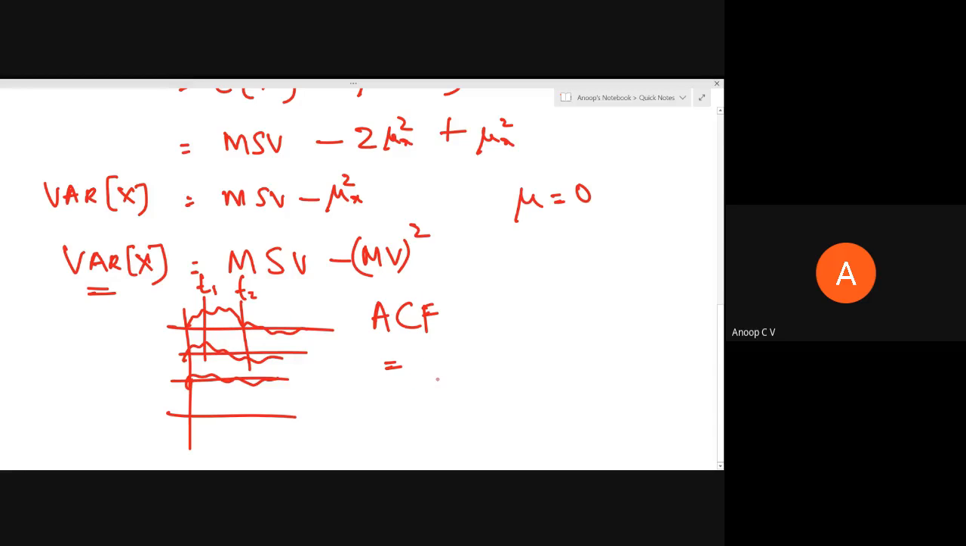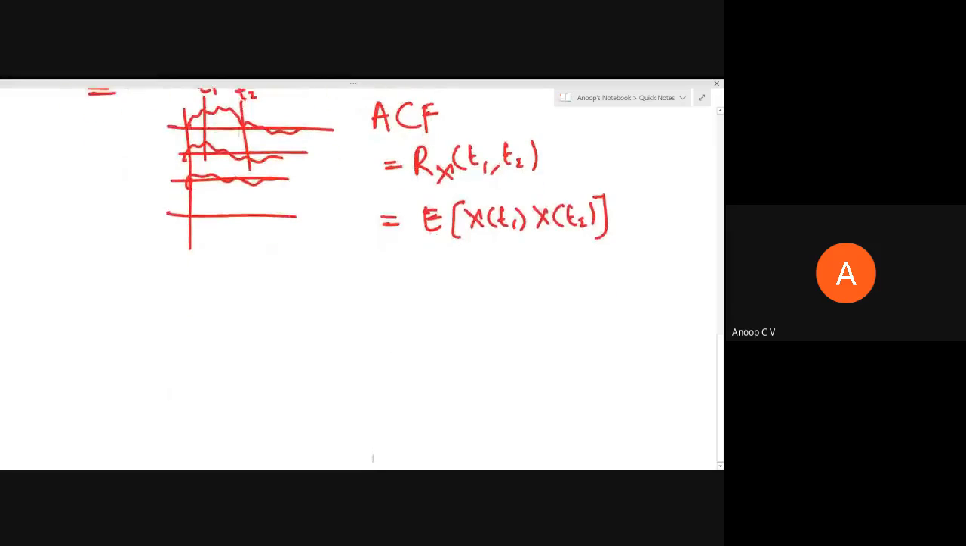So normally we'll represent it as Rx of t1 comma t2. So Rx of t1 comma t2 is nothing but the expectation of x of t1 into x of t2. You know what expectation is, that is an integral. So this is the expectation of x of t1 into x of t2. So that is the autocorrelation function.